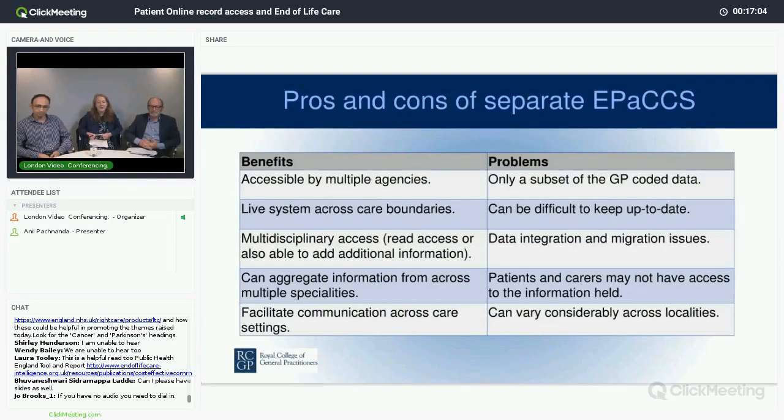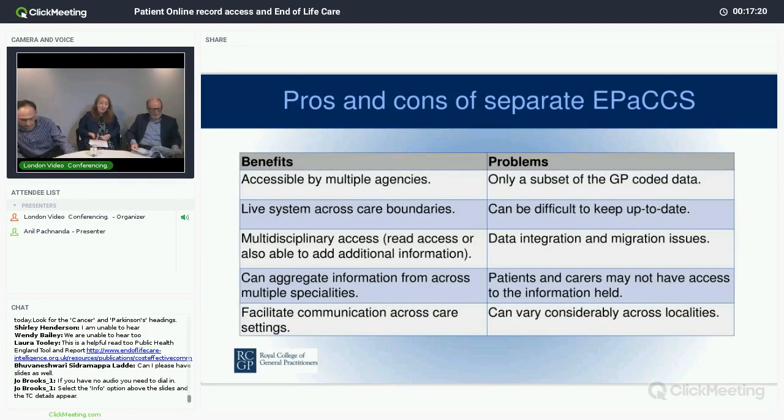We've talked about the pros and cons of different ways of doing EPaCCS. So if you have a system of EPaCCS where you have a slightly separate system, so data is either uploaded from your clinical systems into another record, or you will enter information into another record, the only problem will be with patient and carer access that we're talking about today. The patients and carers are only seeing what's coded and what's accessible through the GP record. So it's something to bear in mind.